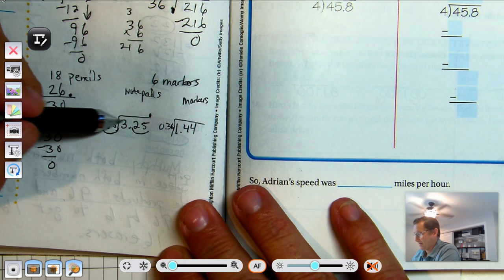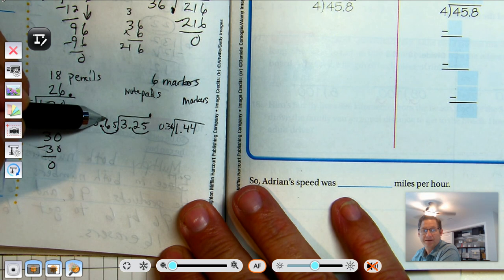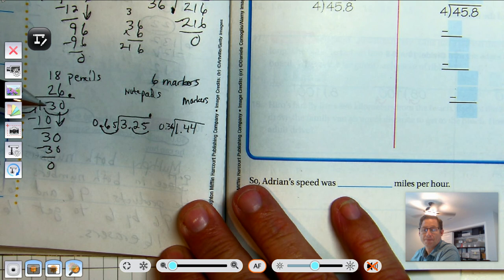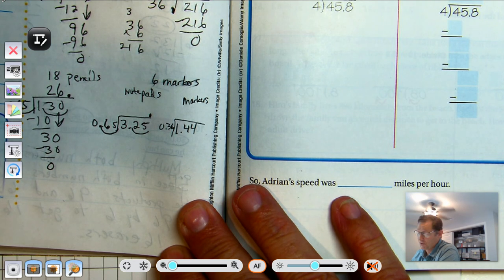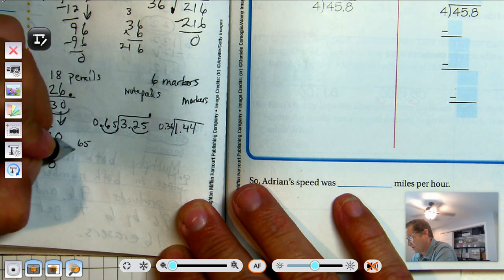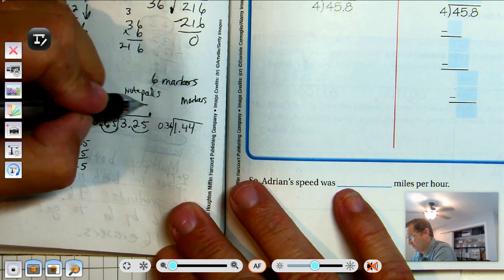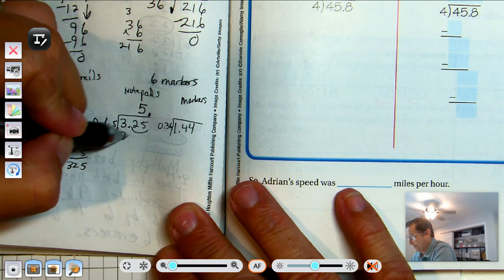I can't share 32 with 65. So basically we're looking at 325 divided by 65. I know 5 times 6 is 30. So let's try 65 times 5. Yes, that gives us 325. So he's bought 5 notepads.